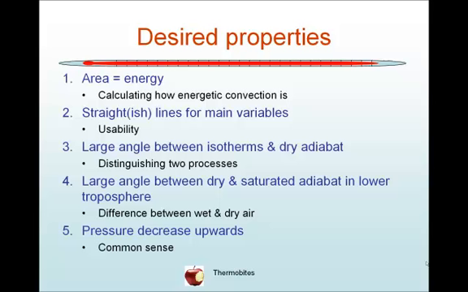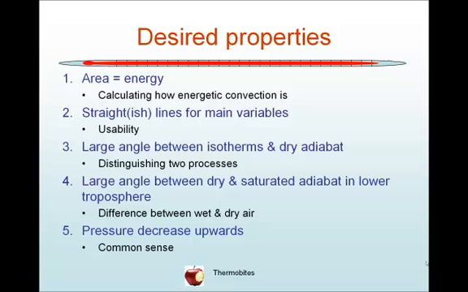There are some desired properties of an aerological diagram. Firstly, we want an enclosed area to represent energy of some process that occurs. And that will become useful, for example, when we're looking at the energetics of deep convection, so when we're considering things like thunderstorms. We want as many straightish lines as possible for the main variables that we're interested in, and that's a function of usability. It needs to be legible.